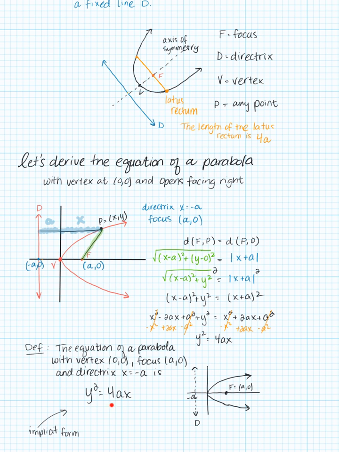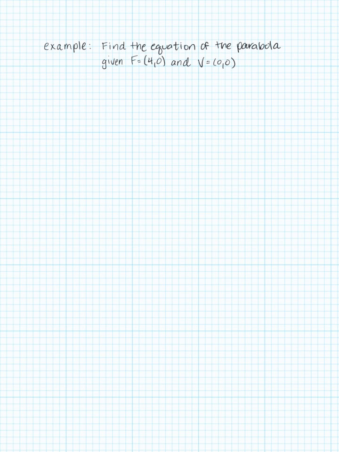This is in implicit form because it is not solved for y. Of course, we could take the square root to get y by itself, but we actually leave it like this for conic sections.